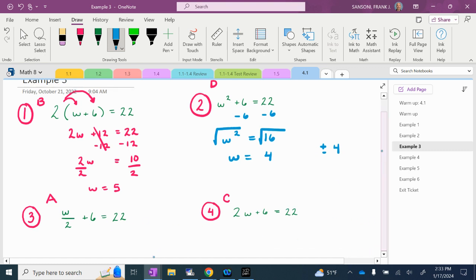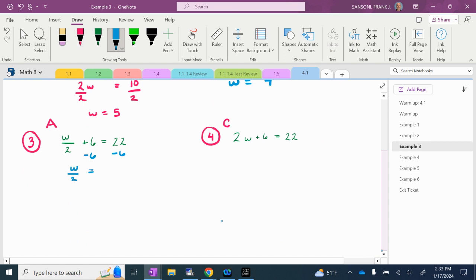I need to get rid of plus 6. How do I get rid of plus 6? So I'm going to minus 6. So I still have W over 2 equals, let's go down. Can I move down? I can. What is 22 minus 6? Not 14. Sorry. You're right, 16.